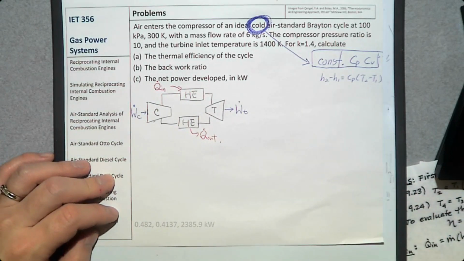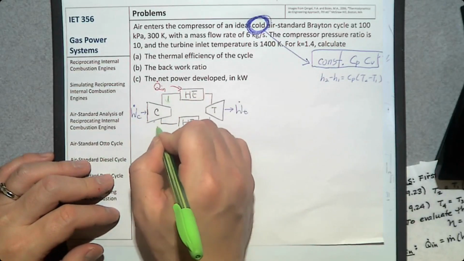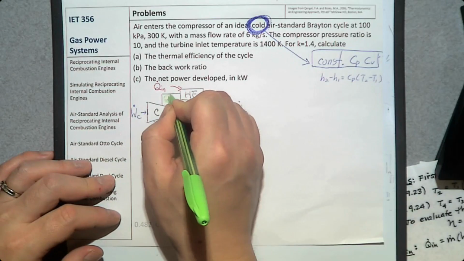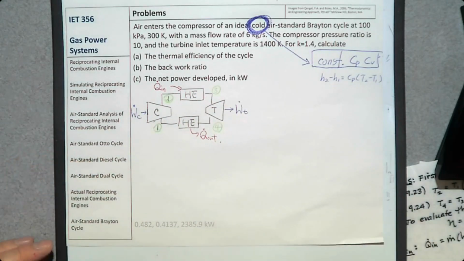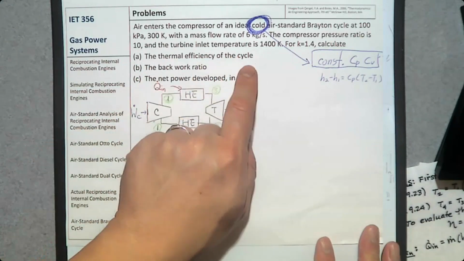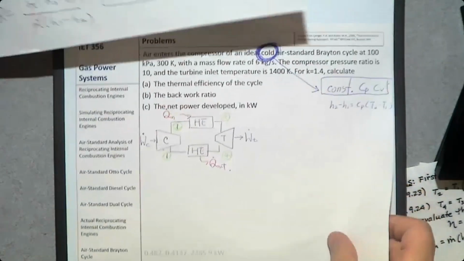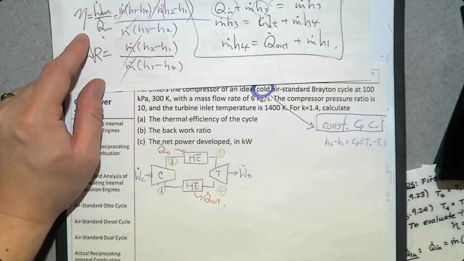So we have number one, the inlet of the compressor, then number two, number three, and number four. Okay? Then, what do you want to calculate? The thermal efficiency of the cycle, right here.